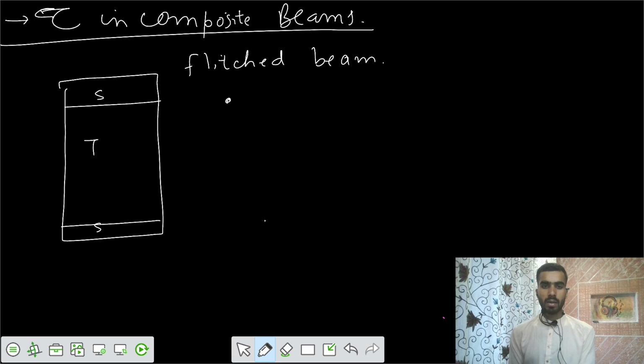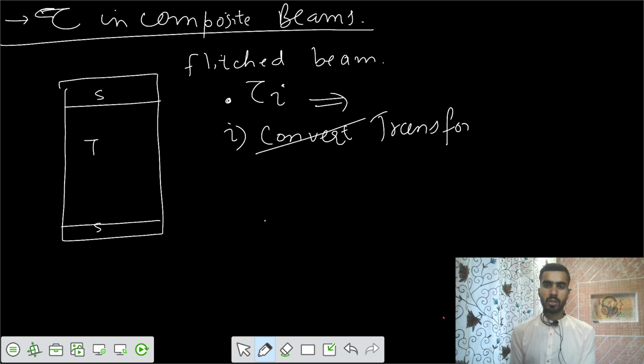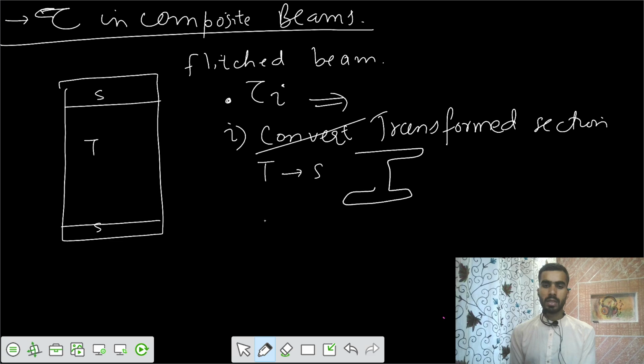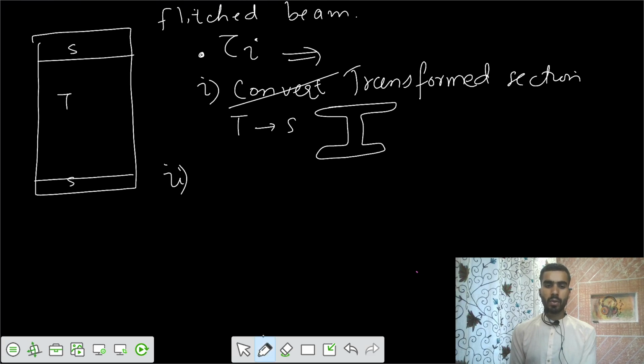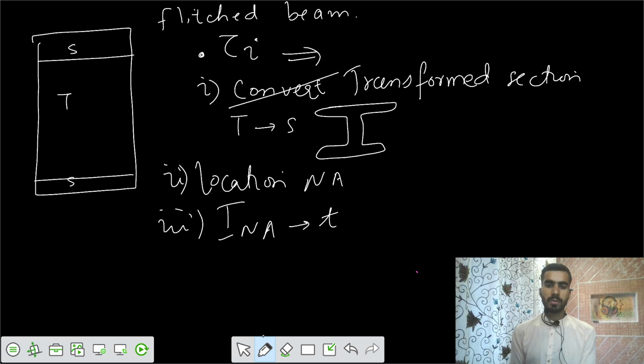To get the shear stress at any location, you have this procedure: you use the method of transformation of that section. You get the transformed section. Let's convert that timber to steel, so we can get the section somewhat in this fashion. The second step is to get the location of the neutral axis. The third is the calculation of the second moment of area about the neutral axis for the transformed section.